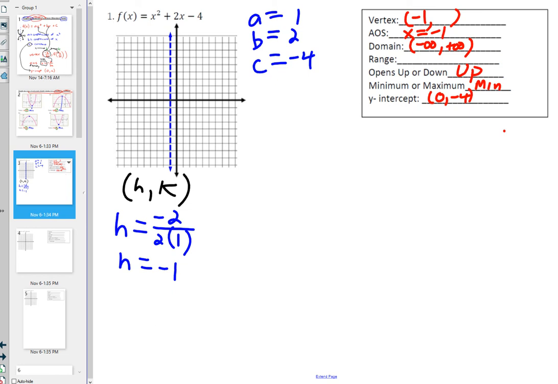Get the number that you want to plug in, which is? What number do I want to substitute? What number do I want to plug in? I just drew a circle around it and drew a bunch of arrows. 1. Not 1, negative 1. Okay. Then you're going to write A, B, and C right next to that. A is 1, B is 2, and C is negative 4.